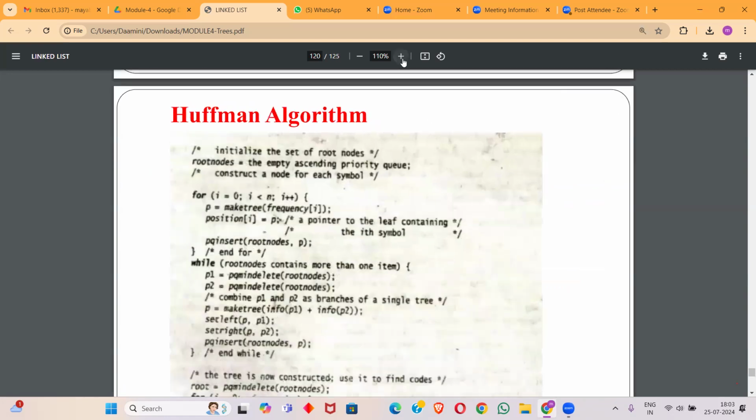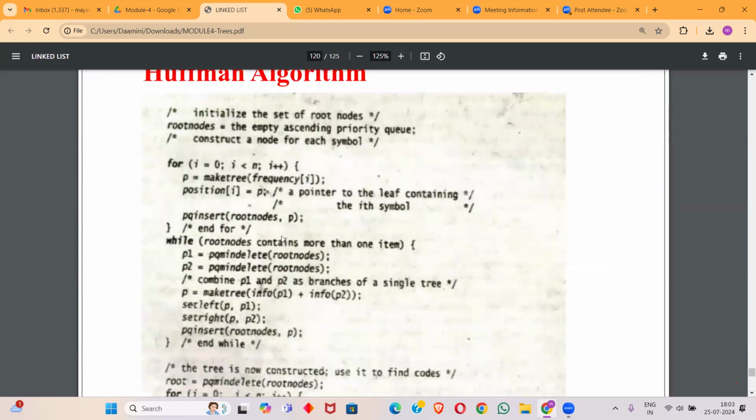If you are asked how to write the Huffman algorithm, you can start with the construction of the root node with an empty priority queue. It should be an ascending order priority queue. I first make a tree using the frequency table. I create the leaf nodes, because it starts from the leaf nodes. Then I start inserting every leaf node into the root nodes, continuously adding at the end of the root nodes.